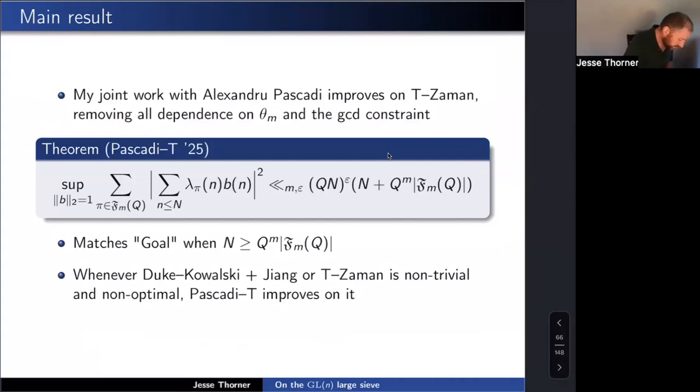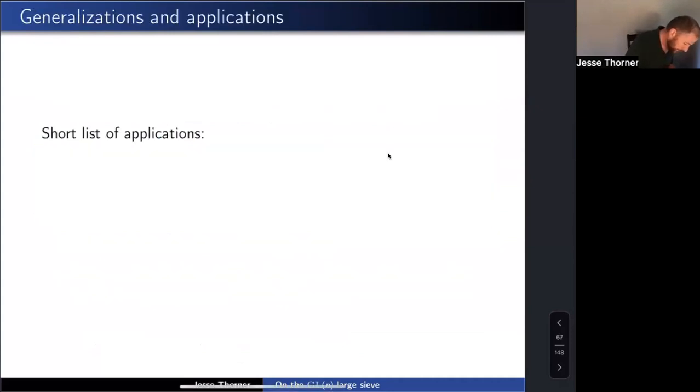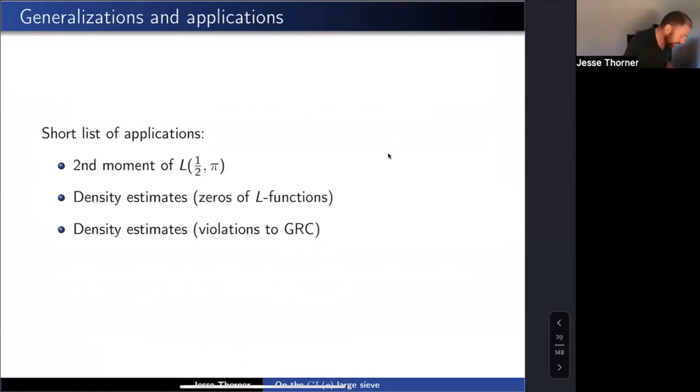So I'm going to briefly discuss one application. There are several others. This gives a new bound for the second moment of L½ pi as pi varies in the truncated universal family. This can be used for zero density estimates, to bound the number of violations for the generalized Riemann hypothesis for L functions near the one line. And it can also be used to establish density estimates counting possible violations to the generalized Ramanujan conjecture. I'm just going to focus on the second moment for L½.